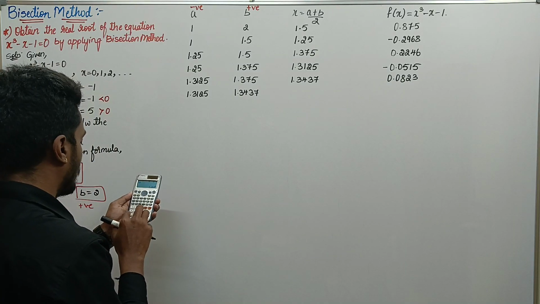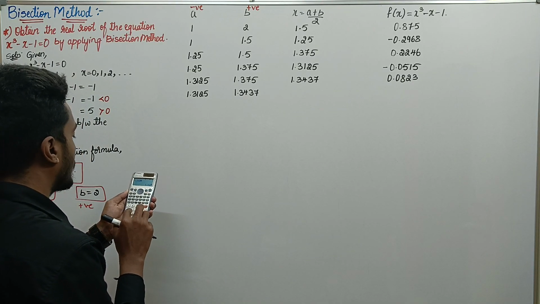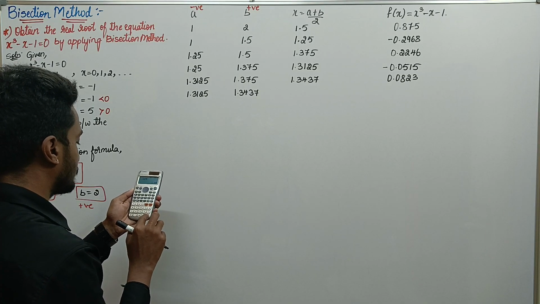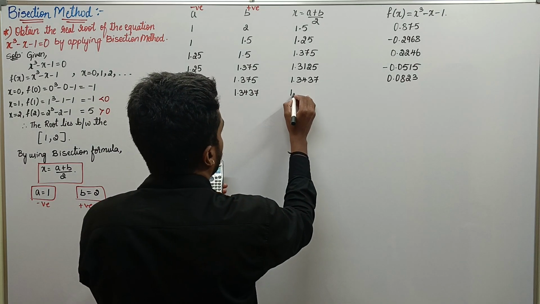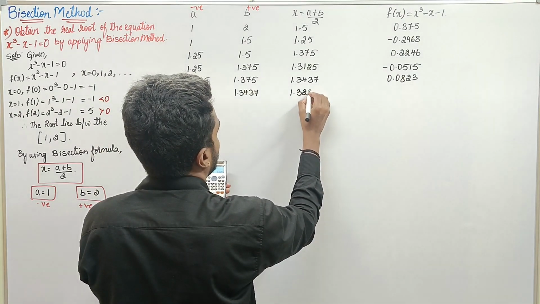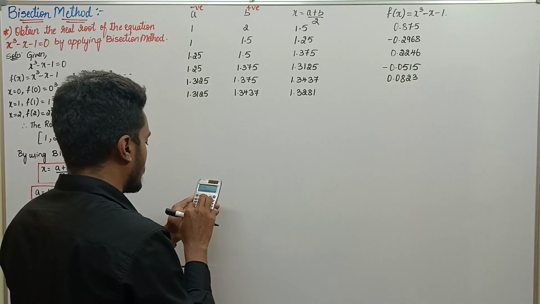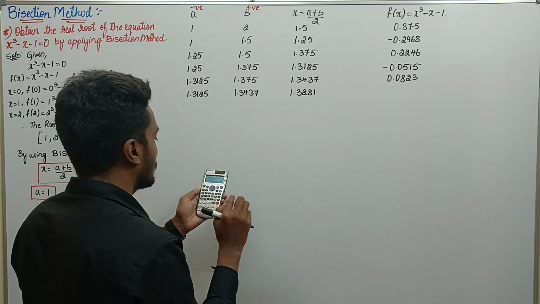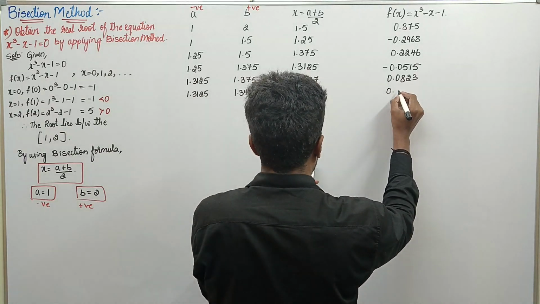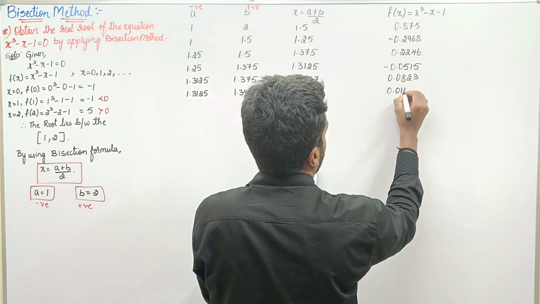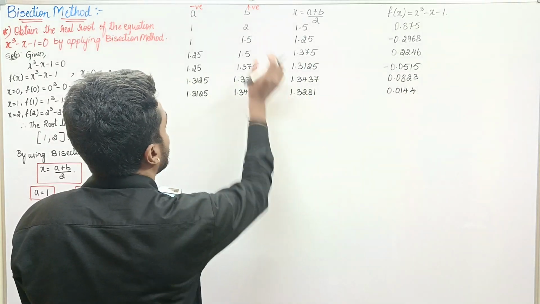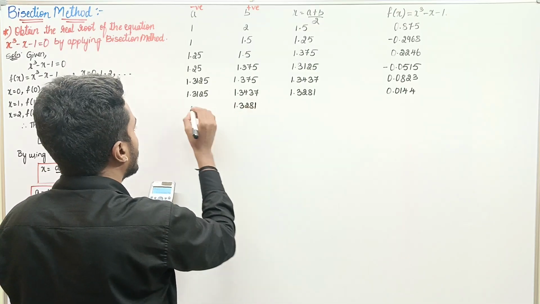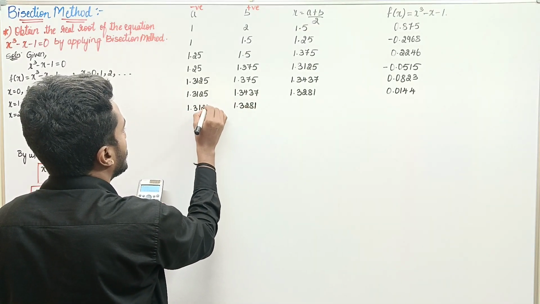Again press value of A 1.3125 equals 1.3437. You get 1.3281. If you substitute in the function value 1.3281 equals, you get 0.0144. Since it is positive, again it will be replaced in the positive place, that is 1.3281. Done. Now 1.3125 is the same.